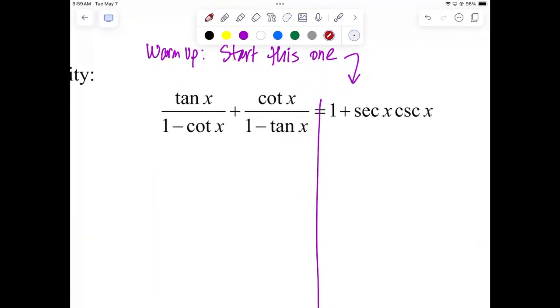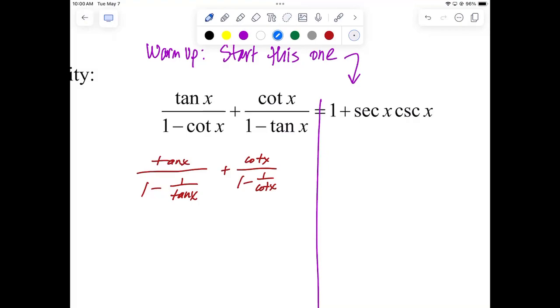You know what someone last period did? They did this. They did tangent of x all over 1 minus 1 over tangent of x plus cotangent of x over 1 minus 1 over cotangent of x. And I asked that fellow why he did that, and he said, so I could get each term in terms of a single trig function. And I was like, hey, that's not bad. Now I have a complex fraction at least, right?